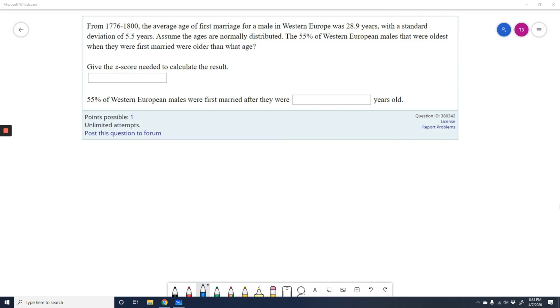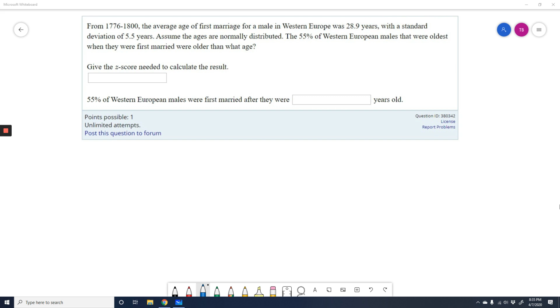From 1776 to 1800, the average age of first marriage for a male in Western Europe was 28.9 years, with a standard deviation of 5.5 years. Assume the ages are normally distributed. The 55% of Western European males that were oldest when they were first married were older than what age?